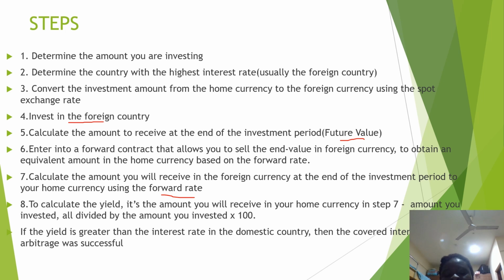But in this case, we are assuming that you have your own money, so there will be no interest rate you are paying. So the yield will just be the amount you are getting in your Ghana cedis after conversion minus the amount invested today in Ghana cedis, divided by the amount invested today in Ghana cedis, times 100. So just percentage formula work. So if the yield is greater than the interest rate in the domestic country, then covered interest rate arbitrage was successful. But if the yield is less, it means that you are going to make a loss if you indeed enter into that kind of arbitrage, and you don't want any risky profits, right? Otherwise you can invest in your own country and be safe.